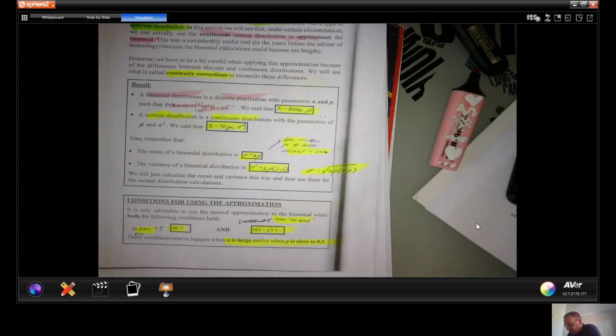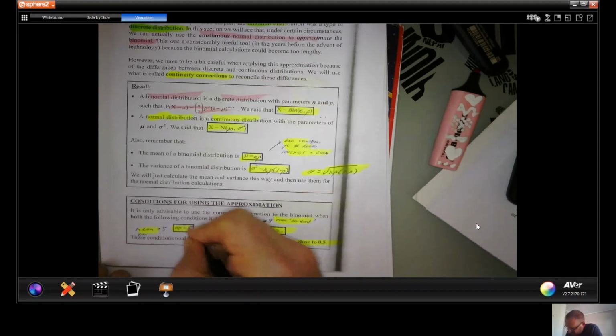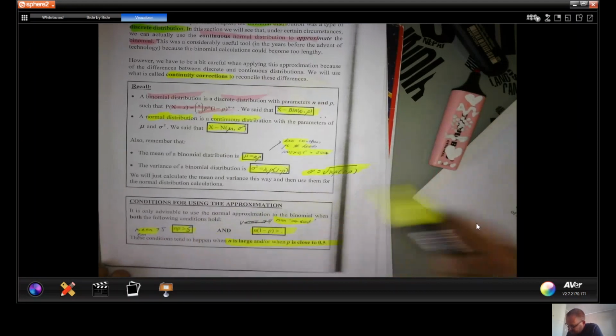In calculations, when we use the normal distribution, always leave it in surd form unless it's a nice number. So, conditions for using the approximation. We can only use the normal curve to approximate binomial distributions if two conditions hold. The first is that your mean has to be bigger than 5. In other words, np of your binomial must be bigger than 5.